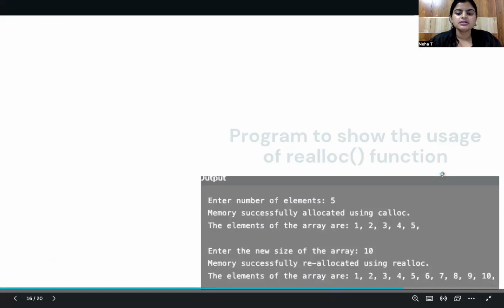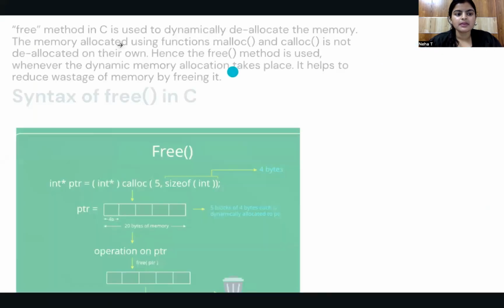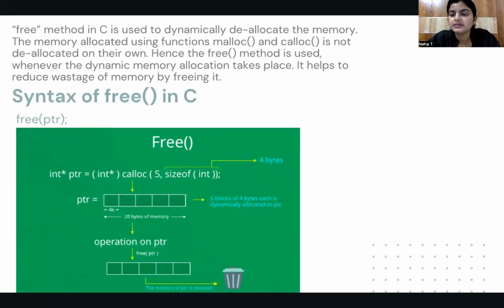Okay. So the last function is the free function. The free method in C is used to dynamically deallocate the memory. Till now we were allocating the memory; to free the memory, we're using the free function. The memory allocated using functions malloc and calloc is not deallocated on its own. So to reduce the wastage, we'll be using the free function. Hence the free method is used whenever dynamic memory allocation takes place. It helps to reduce wastage of memory by freeing it. Okay. So just the syntax: free, and in brackets we'll be writing the pointer.